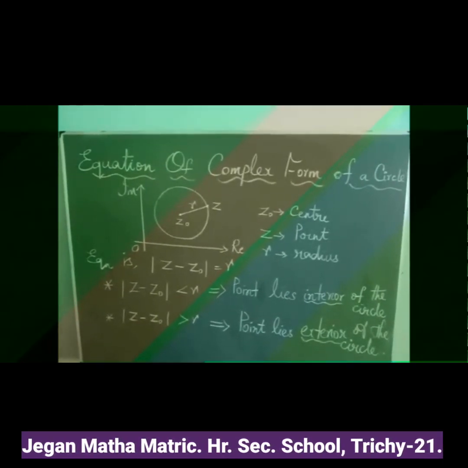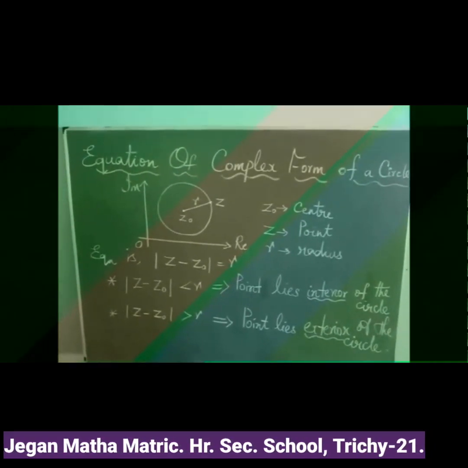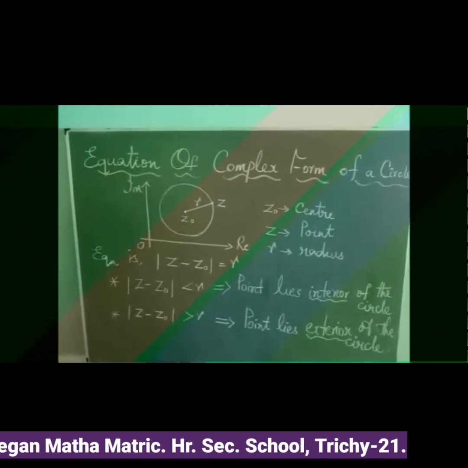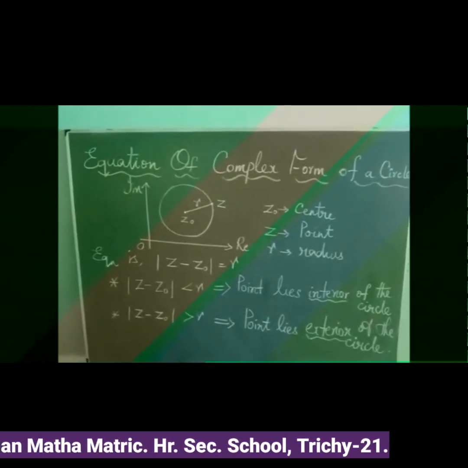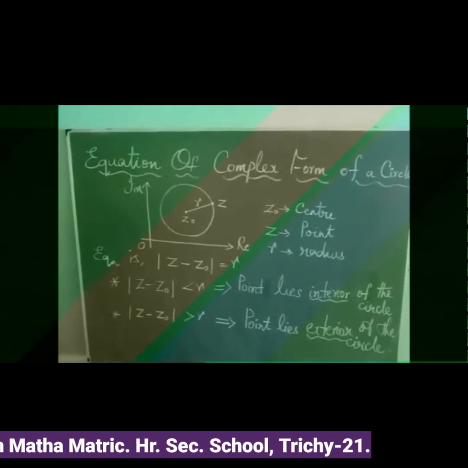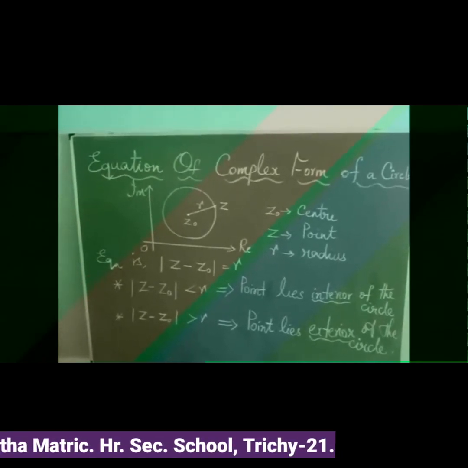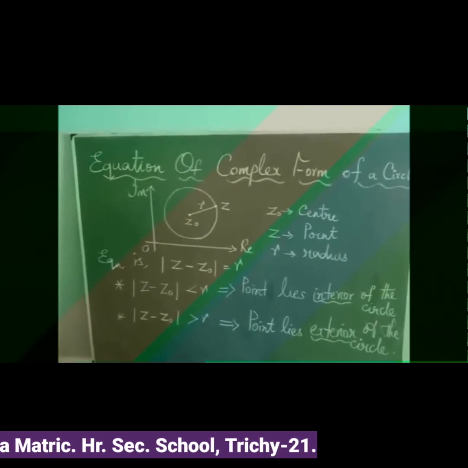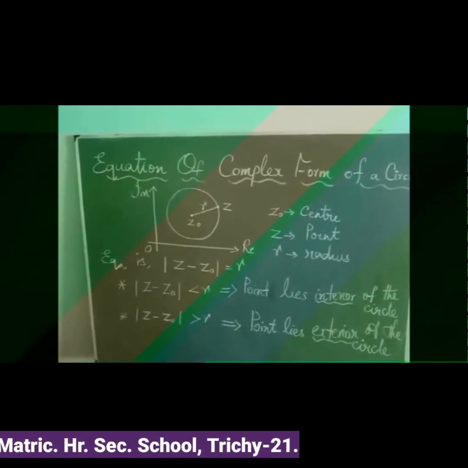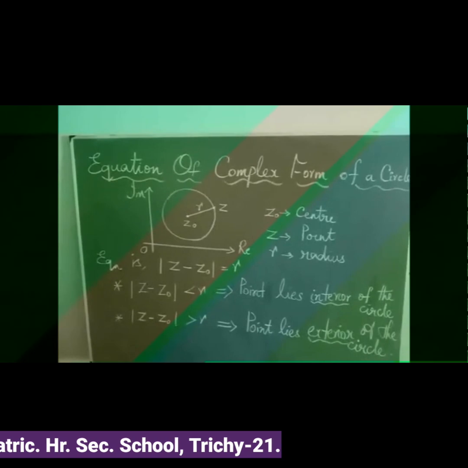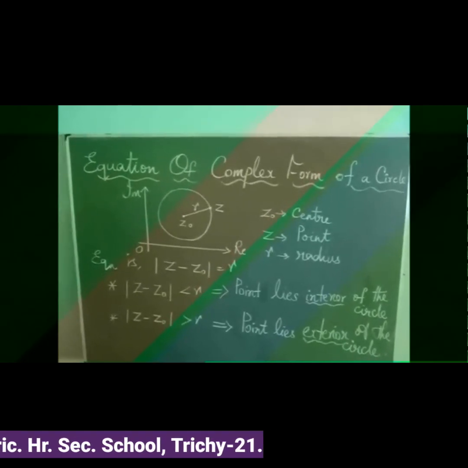Then we have studied about the equation of circle also. What is the general equation of circle? x square plus y square is equal to r square. Here r is the radius of the circle. Today we are going to learn how to find the equation of complex form of a circle.